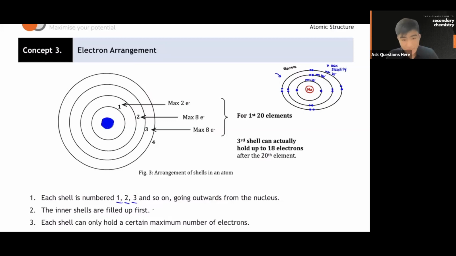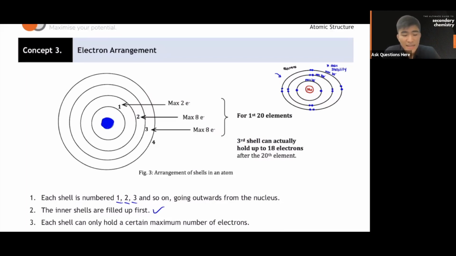The inner shell is filled up first. Now, why is that so? Imagine you go to a shopping center. The entrance is at level 1. So everybody wants to park their car at level 1 first because they can just walk to the shopping center. If I park at level 2, I need to climb down the stairs before I can go to the shopping center. So everyone wants to park at the lower level first before they park at the higher level.